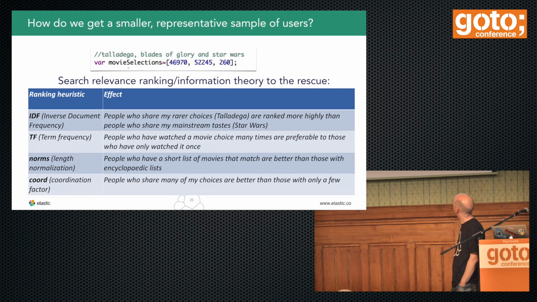So how do we solve that? How do we get a representative sample of users? Well, let's go back to what I started with. We're the search guys. We know how to do relevance ranking. What is that? That's information theory. This is stuff that dates back to the 60s. We use inverse document frequency. Scarcity, what does that mean? People who share my rarer choices, like Talladega, are ranked more highly than people who share my mainstream tastes, like Star Wars.